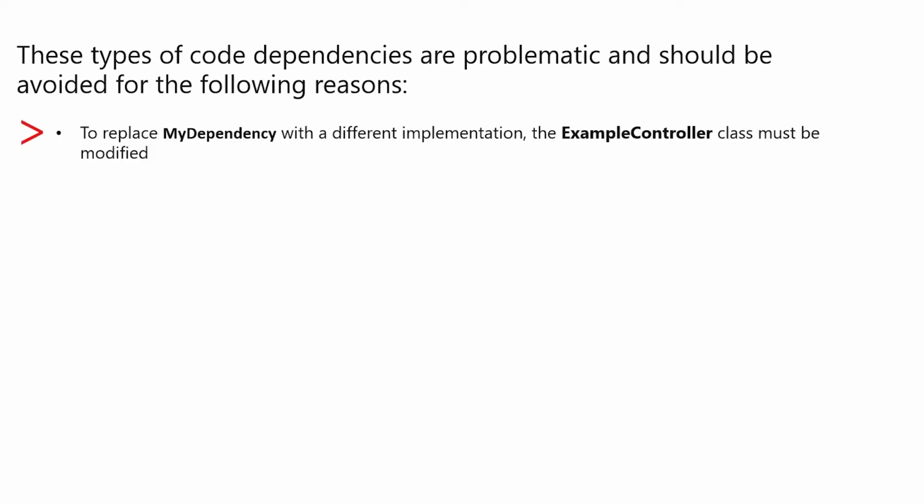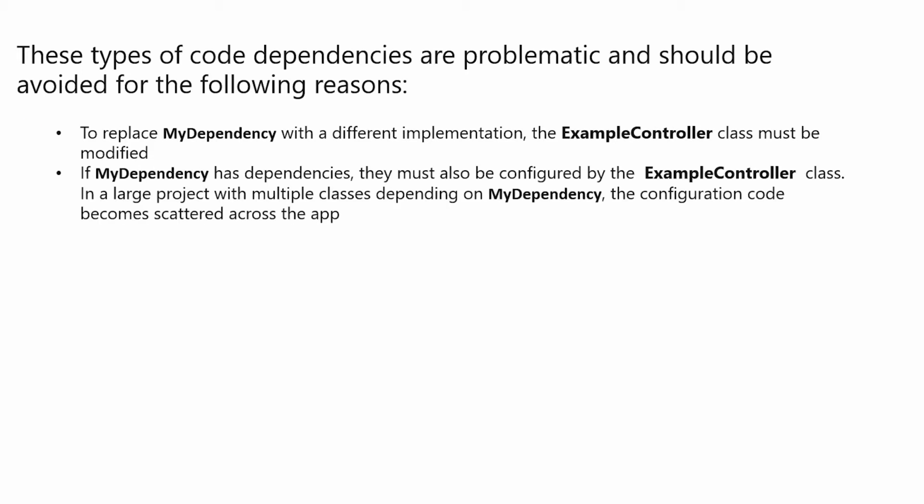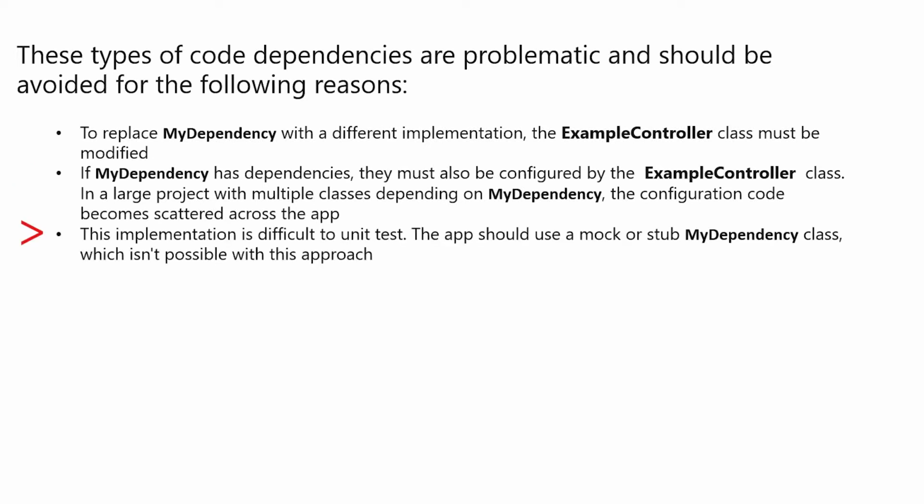To replace the MyDependency class with a different implementation, the example controller class must be modified. If the MyDependency class has dependencies, they must also be configured by the example controller class. In a large project with multiple classes depending on MyDependency, the configuration code becomes scattered across the app. This implementation is difficult to unit test. The app should use a mock or stub MyDependency class, which is not possible with this approach.